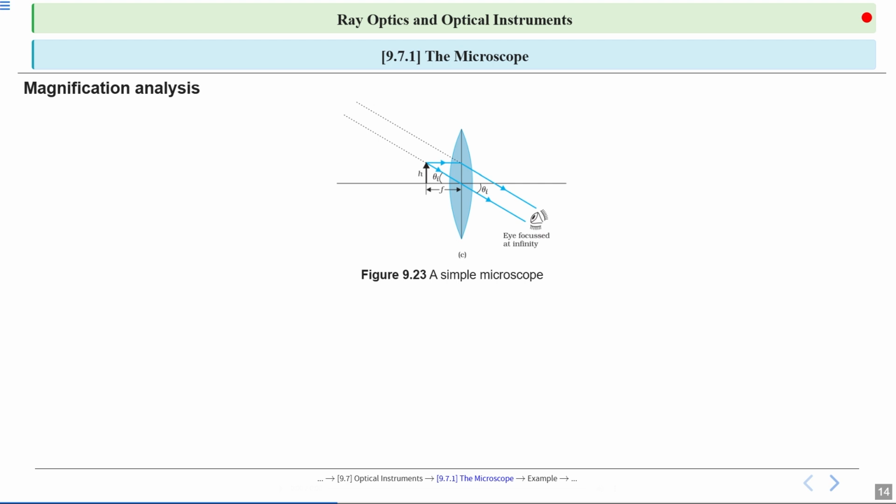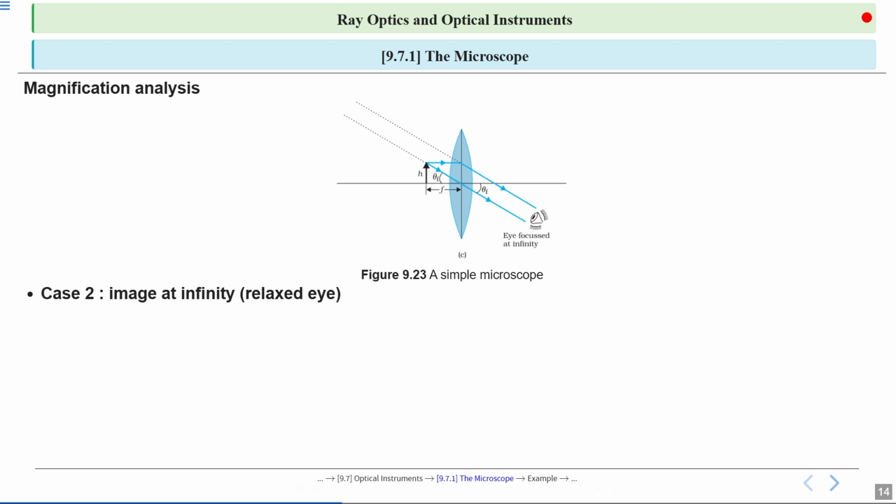Why is it not theta I? Because the object should be placed at the near point at least. Here the object is not at the near point. So the angle subtended by the object at the eye will be taken when the object is at the near point. Okay, so case 2, image at infinity, or we can say relaxed eye.